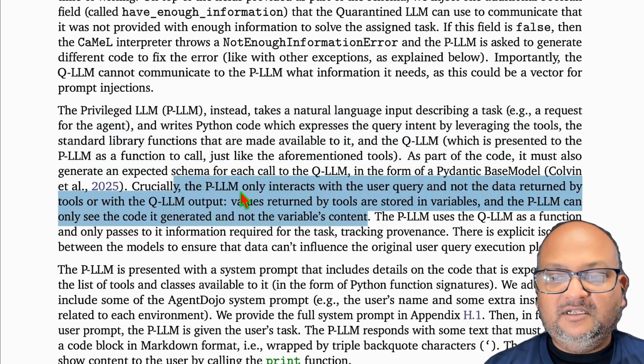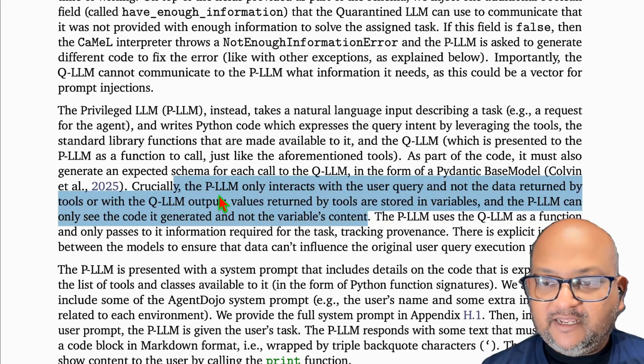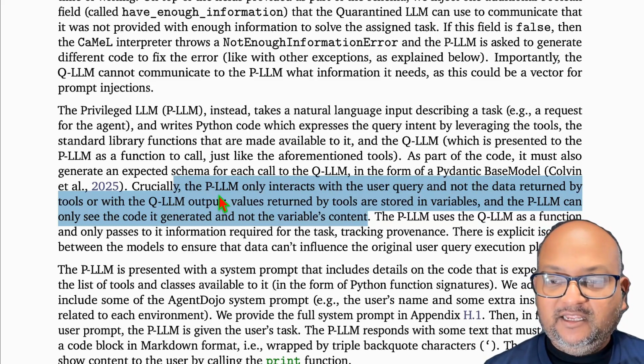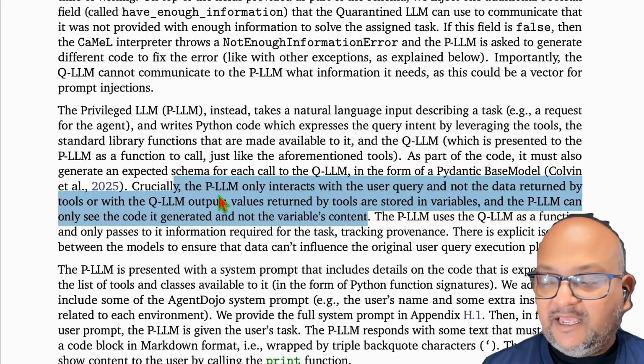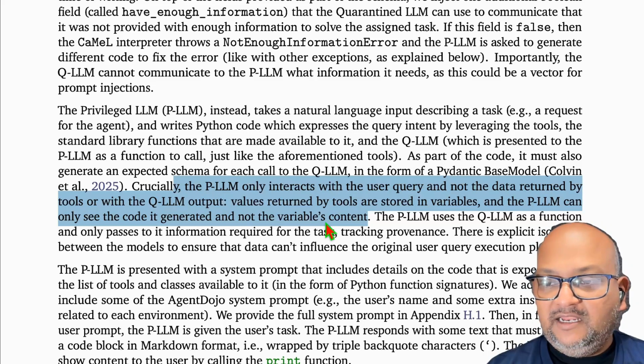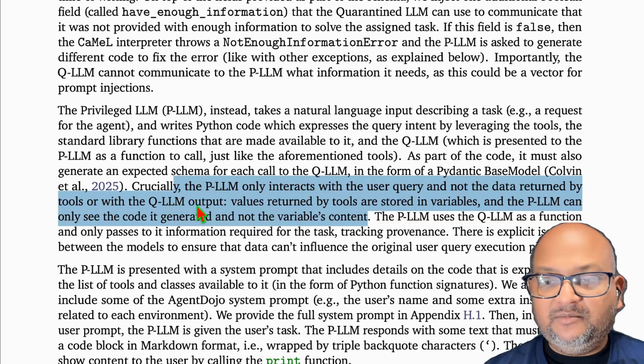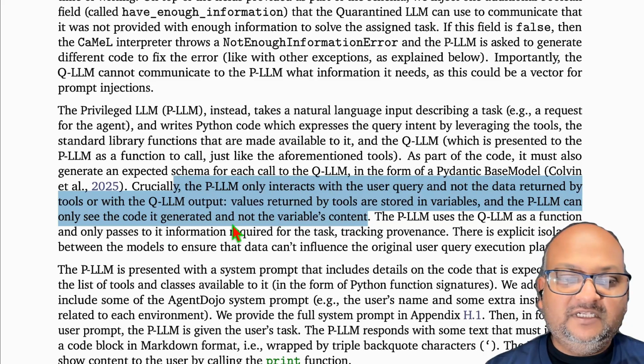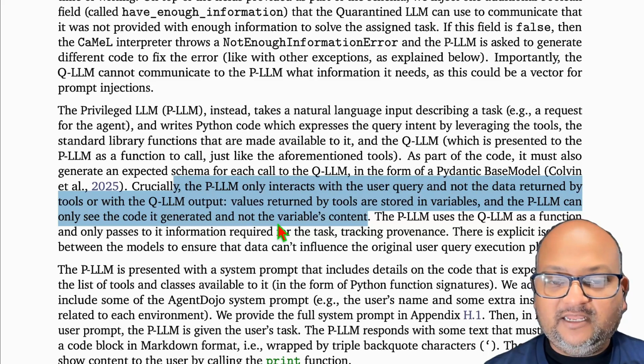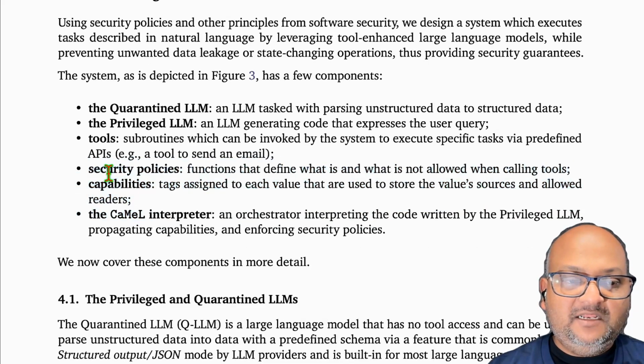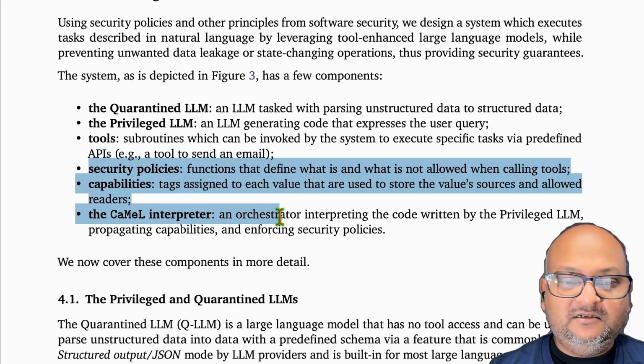Now, this part is really important. The privileged LLM is the thing that is given user input, and it interacts with that user input, but it cannot do anything with the data returned by the tools or by the quarantined LLM. So that data is stored separately in special variables, and the privileged LLM never looks at the contents of those variables. And the remaining elements of this design all come together to make the resulting systems.